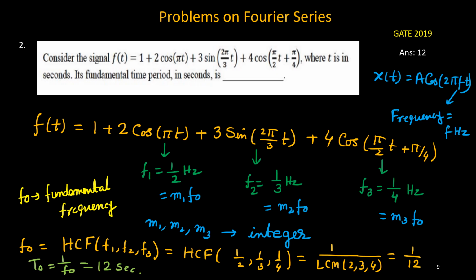And T0 is 1/f0, which is 1 divided by 1/12, equal to 12. So it is 12 seconds. This problem is very easy.